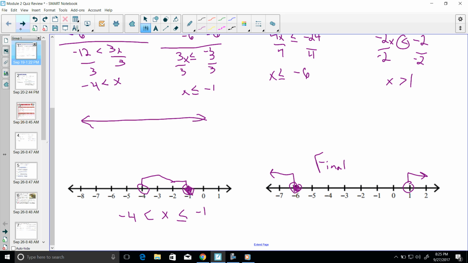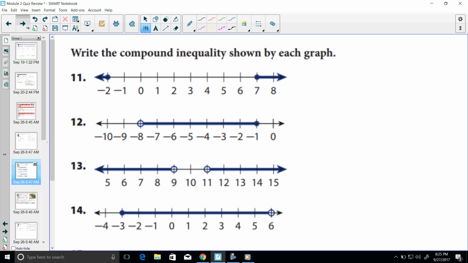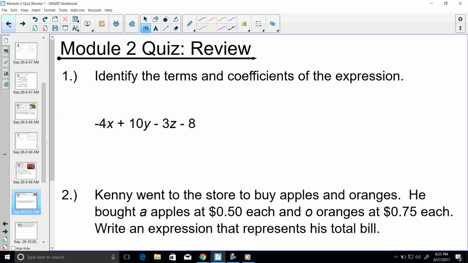All right, let's look at some of the other ones. I'm going to have to fast forward here through some of the slides. All right. So identify the terms and coefficients. Remember, terms are separated by addition and subtraction. And so what that means is that we have 1, 2, 3, 4 terms here.